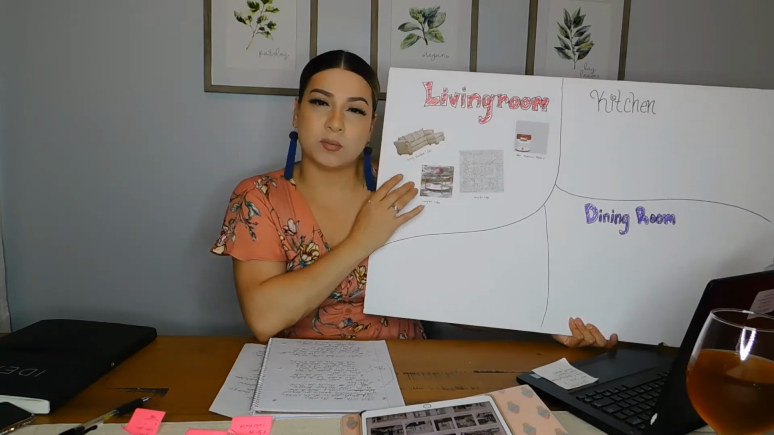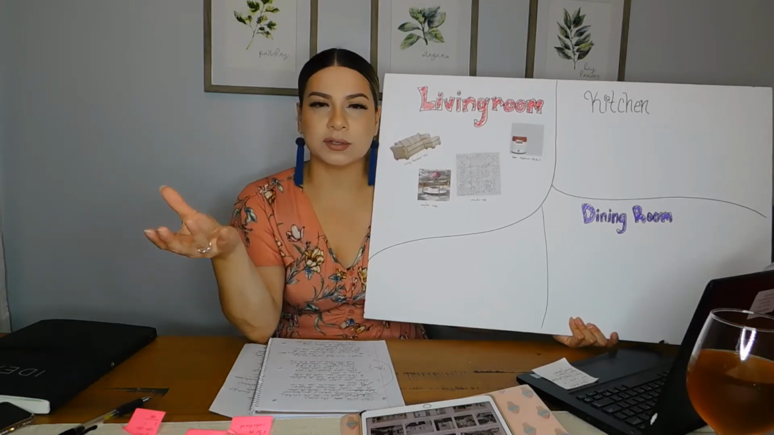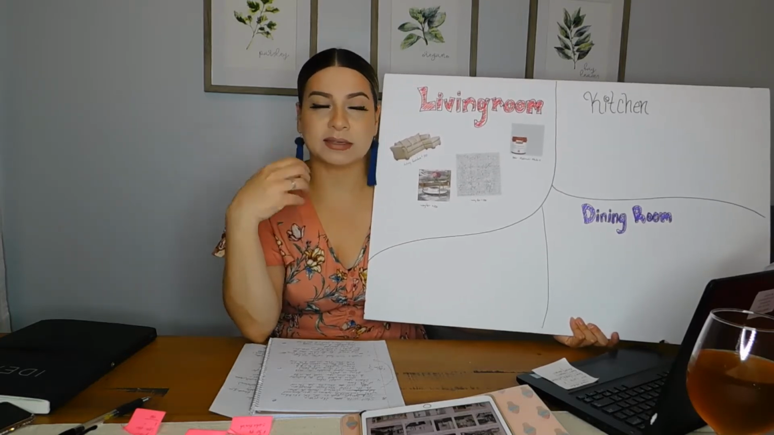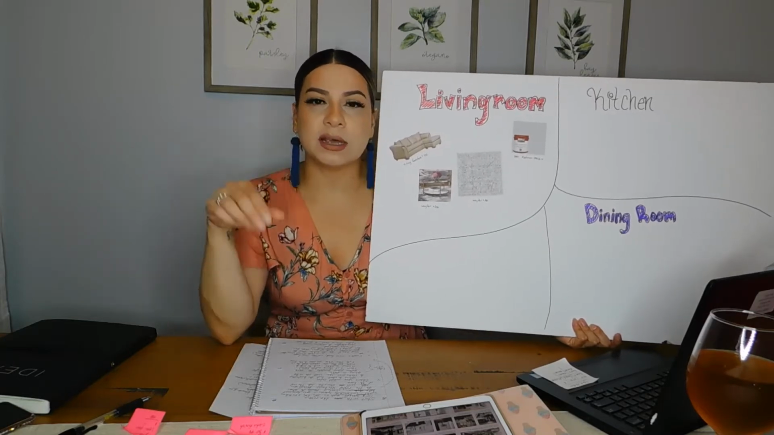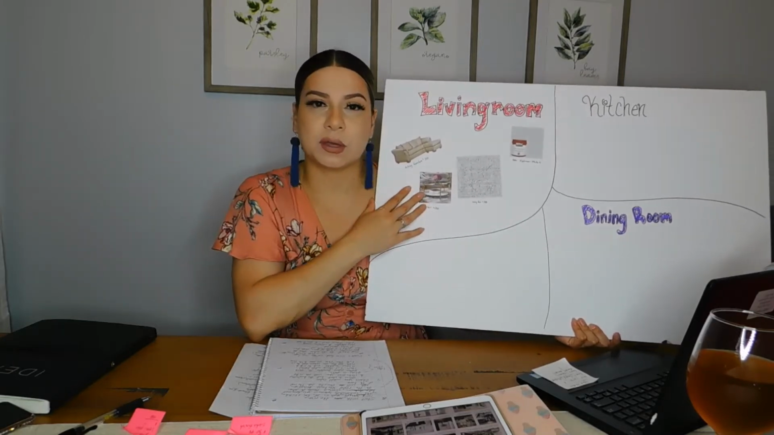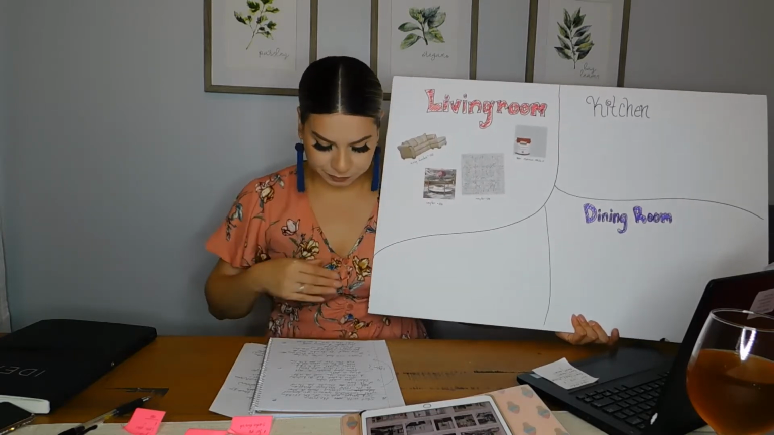So not only are you going to print out pictures from online websites, but you're also going to go into the stores such as Home Goods, TJ Maxx, and other stores that have furniture at a discounted rate. And you can take photos and then you can print those out and also compare prices and glue them onto your vision board.